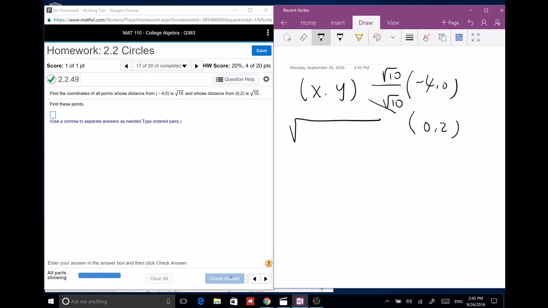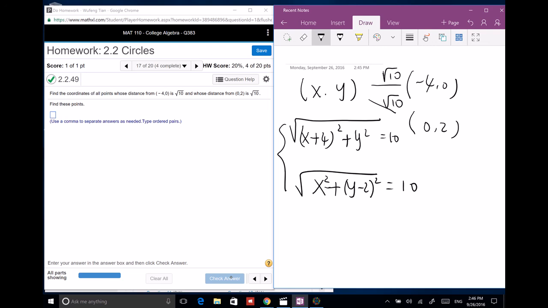So x plus -4 is x plus 4 squared, plus y minus 0 squared is y squared, equals 10. Another distance formula, x minus 0, so it's x squared, plus y minus 2 squared, which is also square root of 10. Now you square both sides. You FOIL it, okay? So I just don't skip that part. Square both sides, x plus 4 squared plus y squared equals 10, because when you square both sides the square root goes away.